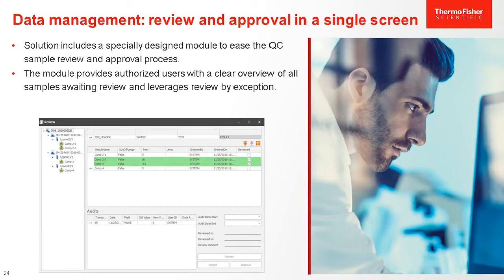The review and approval module is specifically designed to ease the QC sample review and approval process. This unique module provides authorized users with a clear overview of all samples awaiting review, and leverages review by exception by flagging results that are out of specification, or any deviations from SOP, standard operating procedures. Results are easily selected and reviewed, with the full process being audited in the system.